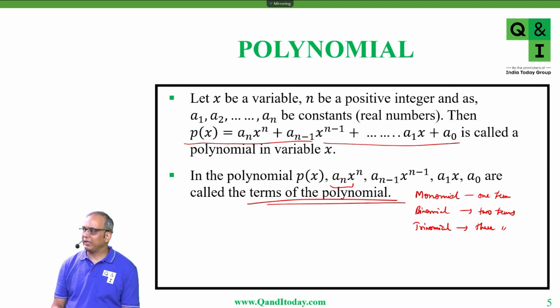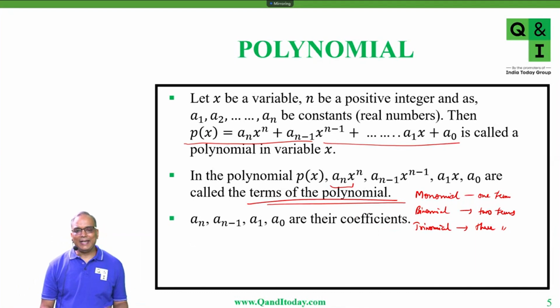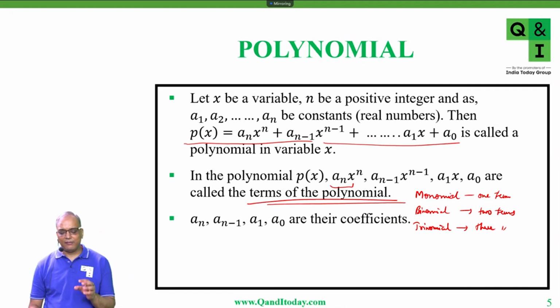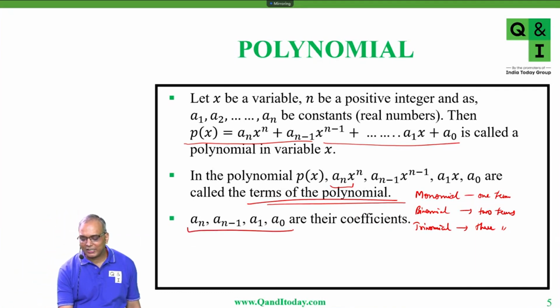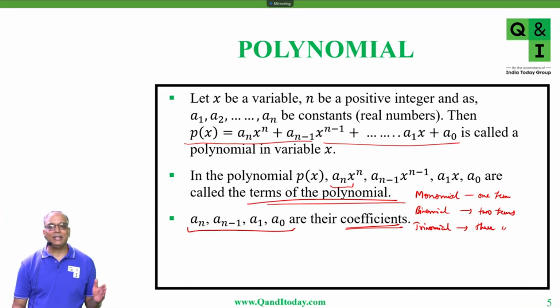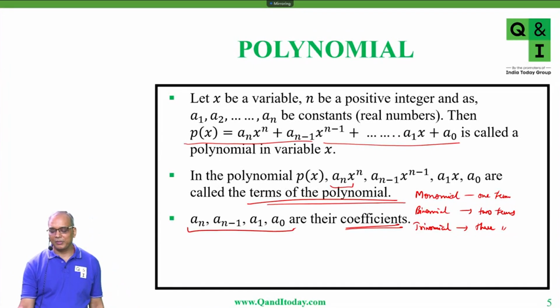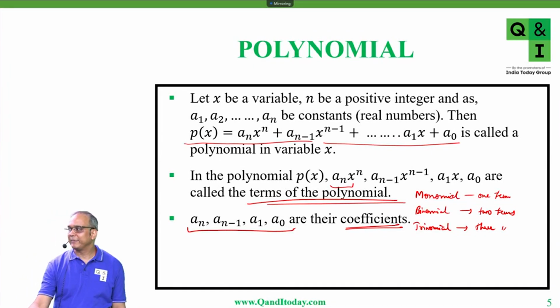Okay. Let's go to the next. Here a0, a1, an minus 1 and an, these are called the coefficients of the polynomial.